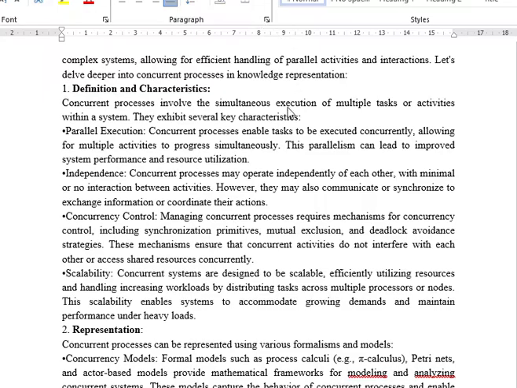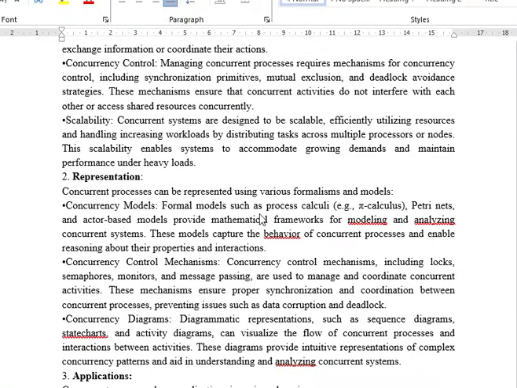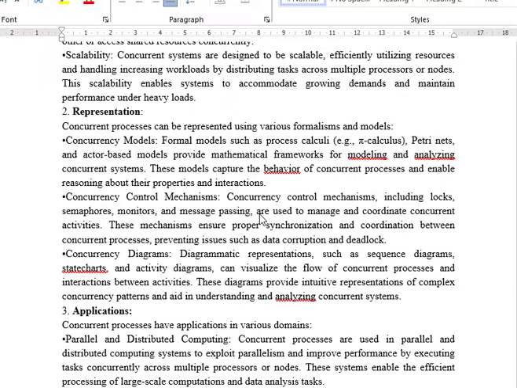Okay, this is nothing but scalability. Now let's see how to represent a concurrent process: concurrency model, concurrency control mechanisms, and concurrency diagrams. In the concurrency model, they describe the behavior, or the properties, of the concurrent process and enable reasoning. What is the problem, how to solve it, what are the properties, and how the two entities interact. That is known as a concurrency model.